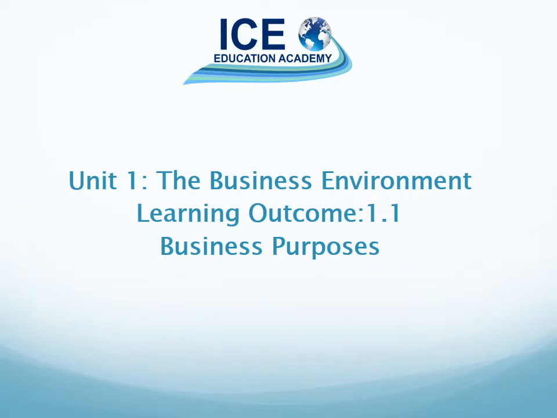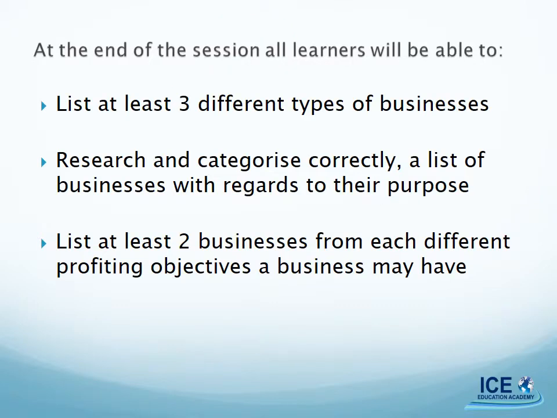This lecture will cover Unit 1, Business Environment, Learning Outcome 1, Assessment Criteria 1.1, which covers the different purposes of organisations. At the end of the session, all learners will be able to list at least 3 different types of businesses, research and categorise correctly a list of businesses with regards to their purpose, and list at least 2 businesses from each different profiting objectives a business may have.